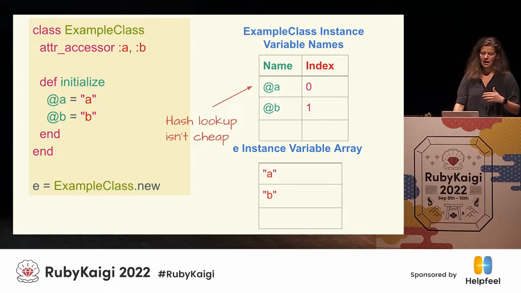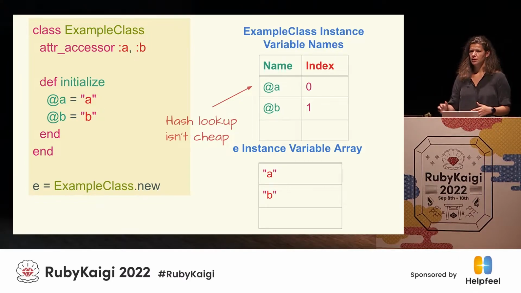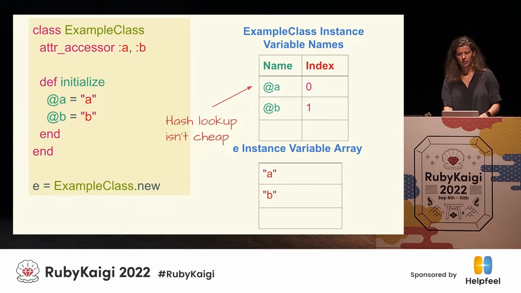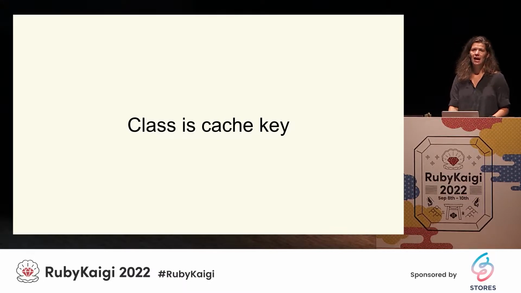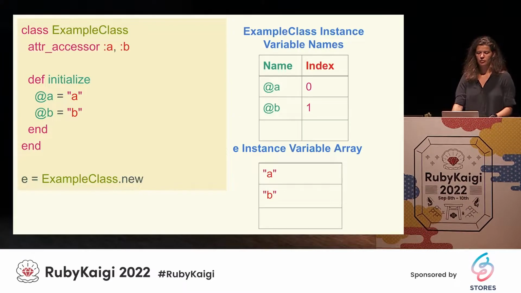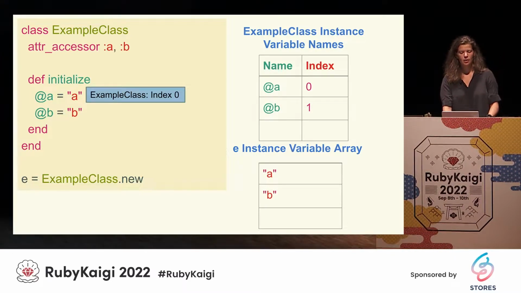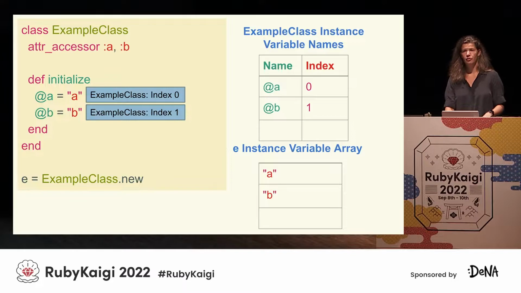But you might be thinking hash lookup isn't cheap, right? It's not extremely expensive, but it's definitely not cheap to keep looking up these instance variables in this example class instance variable names map. So what Ruby does today is it caches this instance variable index lookup, and it uses the class as the cache key. So for instance, when we're setting the instance variable A to the string A, we cache, for example class, the index of A is 0. And then we do the same for B. For example class, the index of B is 1.